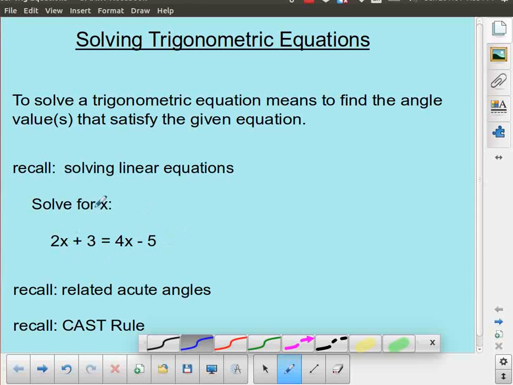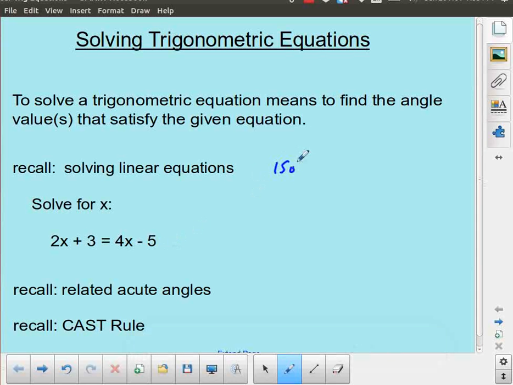Now when we solve this linear equation, how do I do that? The key here is to isolate my unknown. So in this case, I would take my 2x to the other side, subtract 2x from both sides, that becomes 2x. I would add 5 to both sides, that becomes 8, and I end up with my answer, or my solution, which is x equals 4.